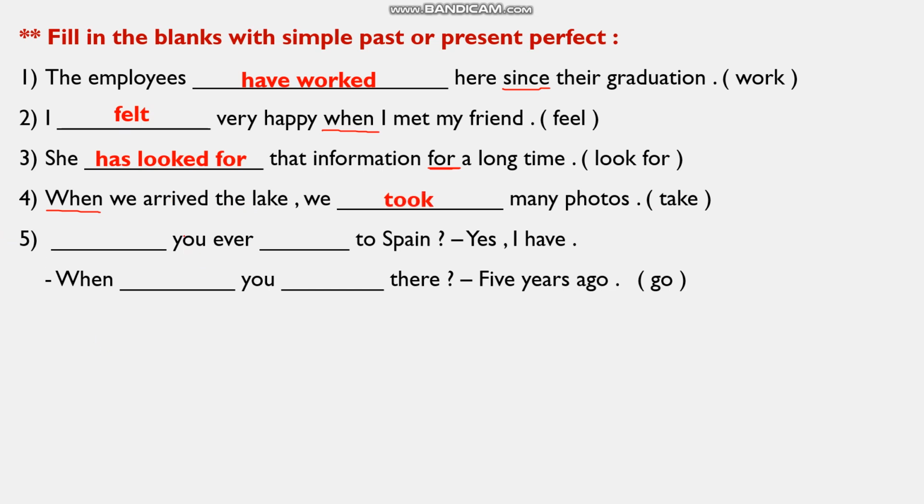Now here number five, you ever to Spain and we have a question. وهذه الـ question with ever. Ever is a keyword of the present perfect. فرح يكون عندي السؤال have you ever gone أو been to Spain? Yes, I have. الآن في عندي هنا أنا بسأل عن الوقت اللي راح فيه على إسبانيا وكان في عندي جواب 5 years ago. فهون رح أحول سؤالي لـ past. فرح تصير عندي when did you go there 5 years ago.